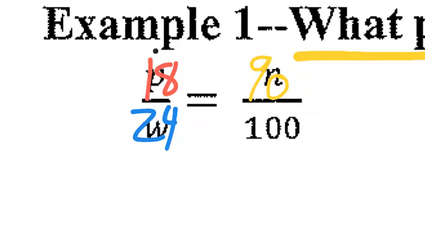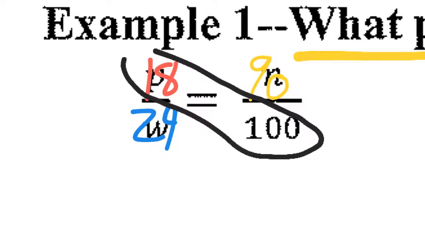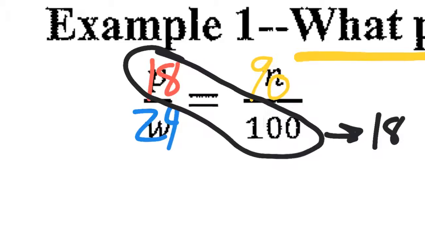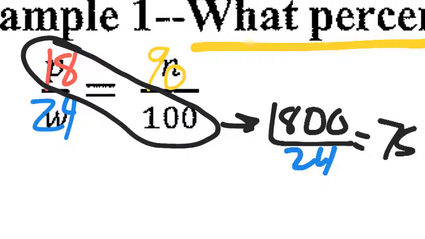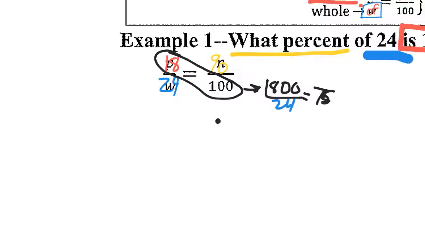I always recommend cross multiply and then divide by the lonely guy. So I would do 18 times 100 and then divide that number by 24. So when I multiply these two together, I end up getting 1,800 here. And then I take that number and I divide it by that blue 24 that's over there. When I divide these two, we get 75. That's supposed to be a 5 right there, pardon the sloppy handwriting. So our answer would be 75%.